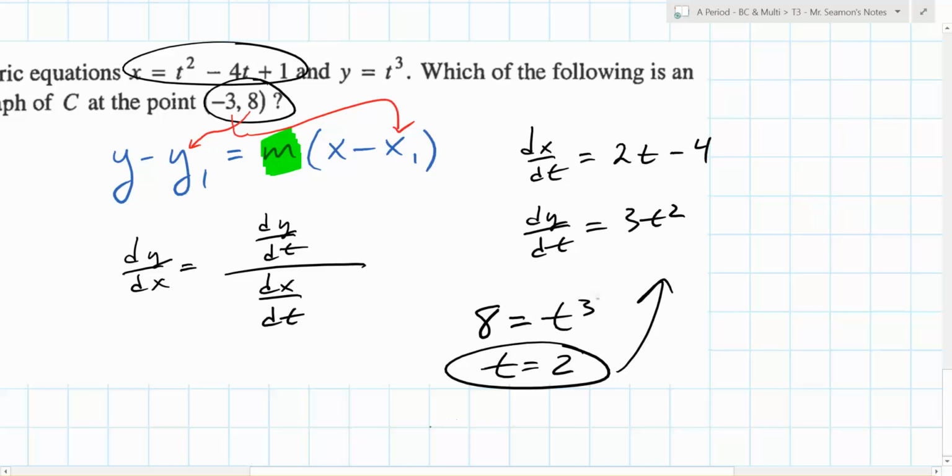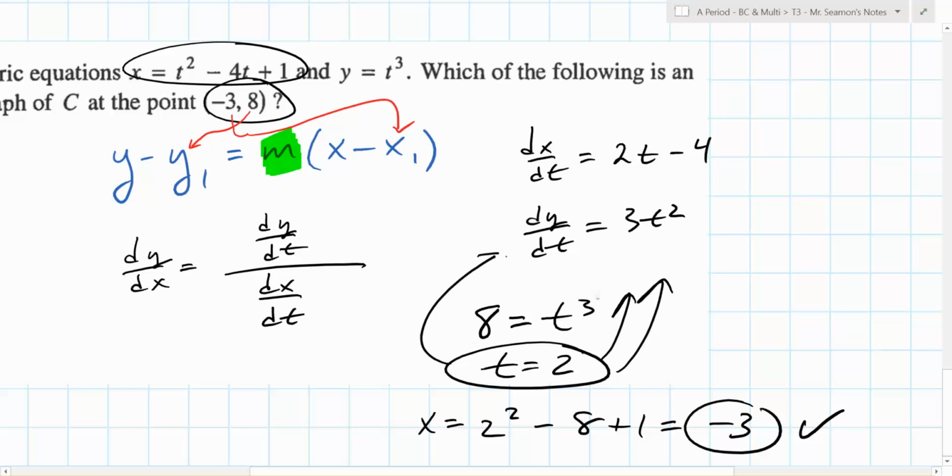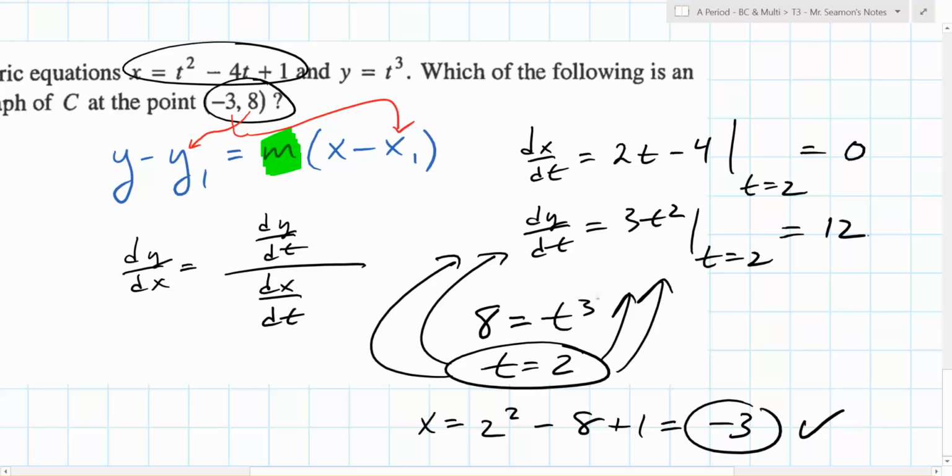So we plug in 2, you get x is equal to, what do you get? 2 squared minus 8 plus 1. That equals -3. Hey, it works. So did we verify it goes through that point? Yes. So what do we do with t equals 2 now? Plug it in. Do this at t equal 2, and what do you get? 0, and what do you get here? 3 times 2 times 2, kids. This is not a trick question. 12.